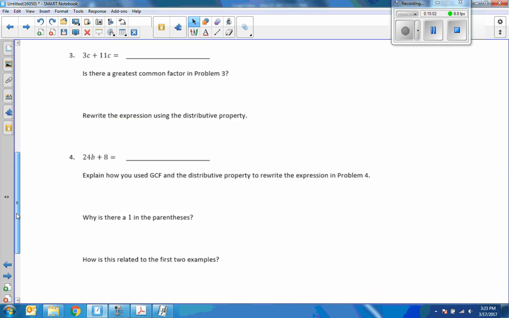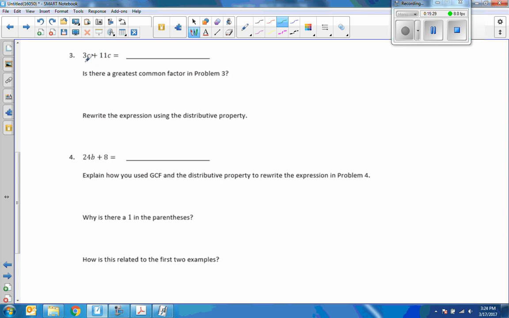Number 3. 3c plus 11c equals. Is there a greatest common factor in this problem? So you might look at this and say 3 is 3 times 1, and in a factor tree we never put 1s. 3 is prime. And then 11 is 11 times 1. That's prime as well. So you might think, no, there is no greatest common factor.